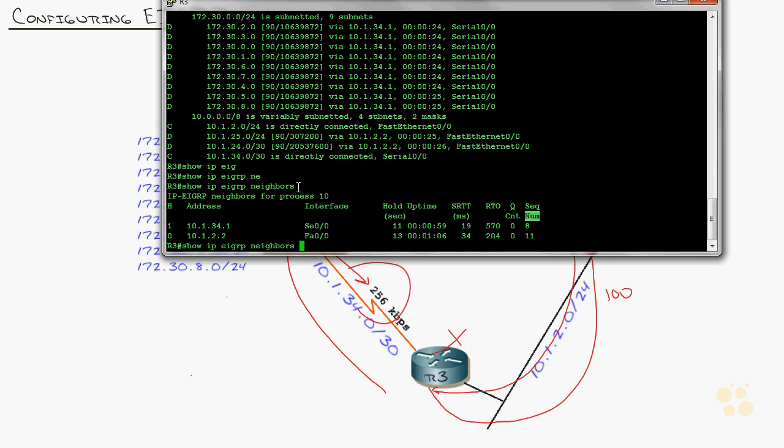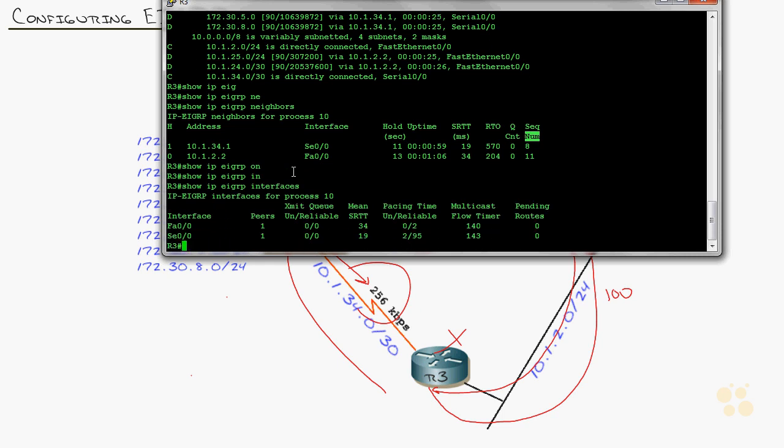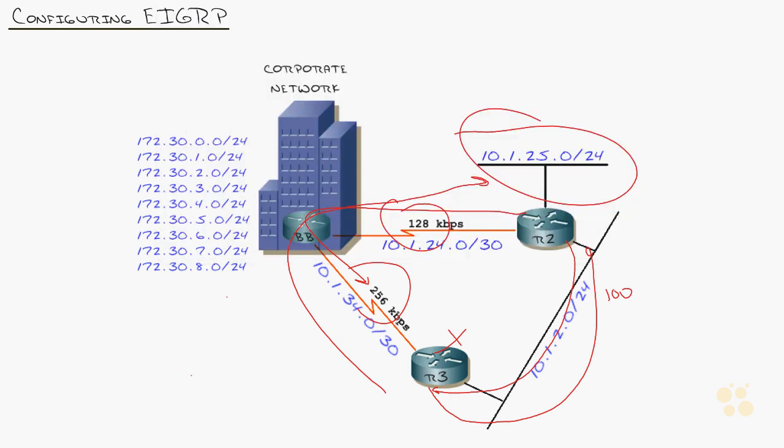These are the key commands that you can use to verify that EIGRP is up and running okay. You can see my interfaces that I'm communicating on, all of that. That is the base configuration of EIGRP.